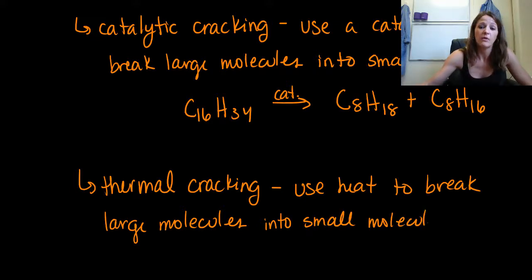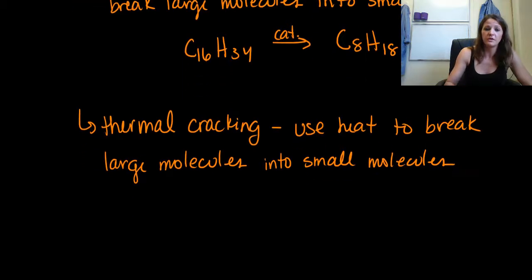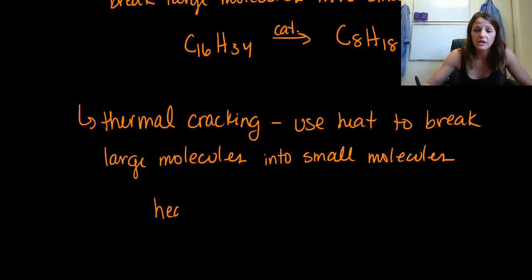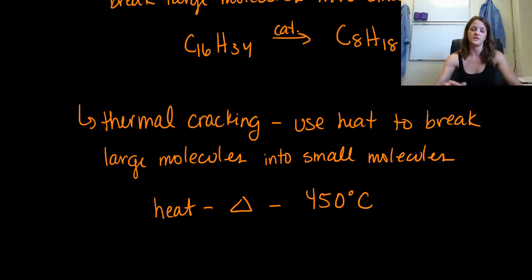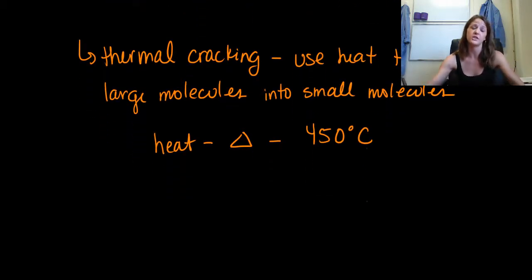Okay. Now when I say heat, I want to give you just a little bit of context. Heat sometimes can be written with this little triangle. If you ever see that, that's saying heat. But in this context, we usually say something around 450 degrees Celsius. Sometimes you even go up to 500 degrees Celsius, but it just depends on your plant and your situation and a lot of other conditions in the environment.